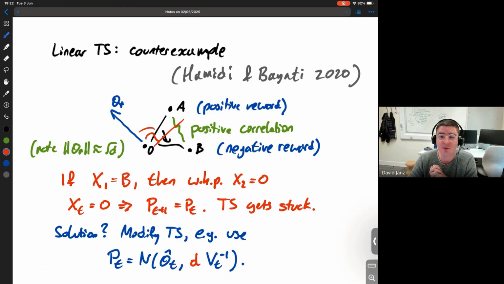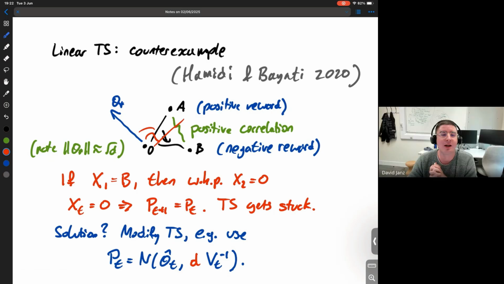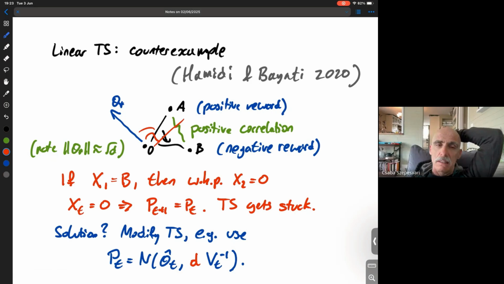There's a question of, hey, Chaba. How is this using that theta star is big? You need, this only happens if the initial update is sufficiently big to make the probability of A and B small, or of A small. Right. So you need theta hat to change significantly upon observing B. So big signal. Big signal.